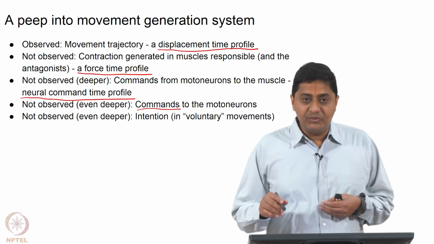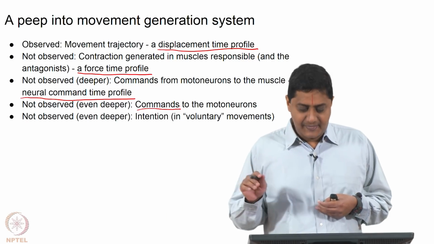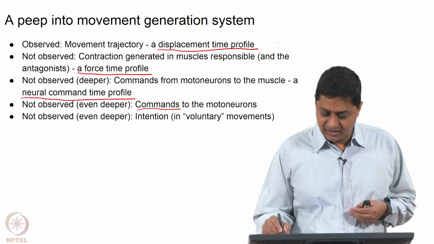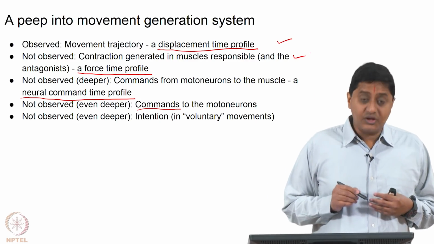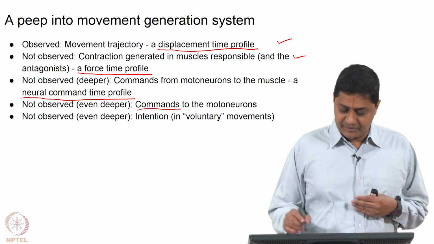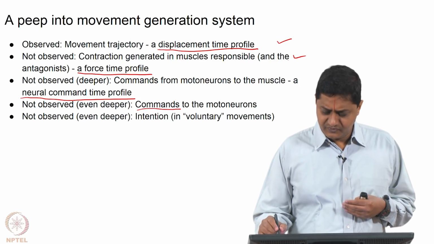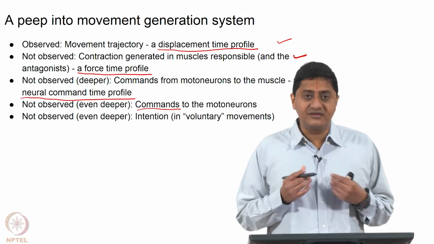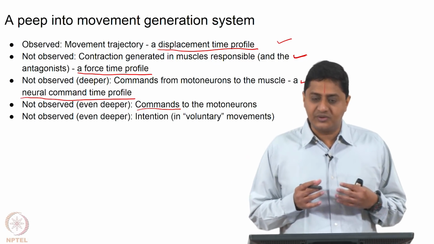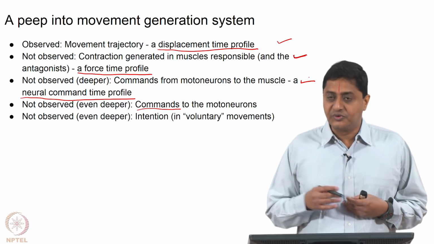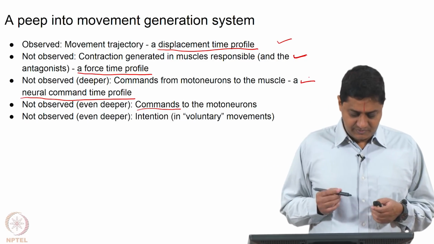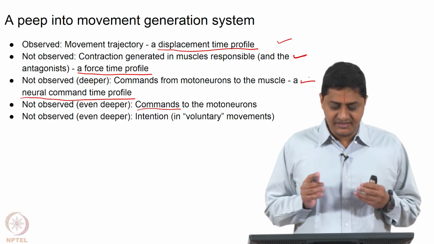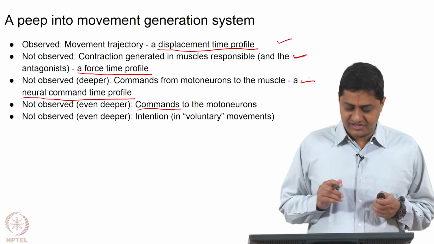So we will be going deeper and deeper as the course proceeds, but where we are right now is approximately here and here. So, now we will be talking about what happens in this stage and in this stage, how these things are working together to produce a movement. So, that is the goal for us. So, just to remind ourselves, this is the peep into the movement generation system.